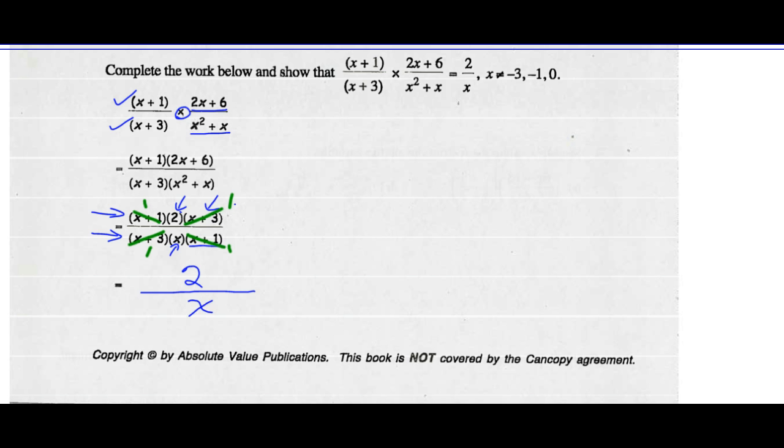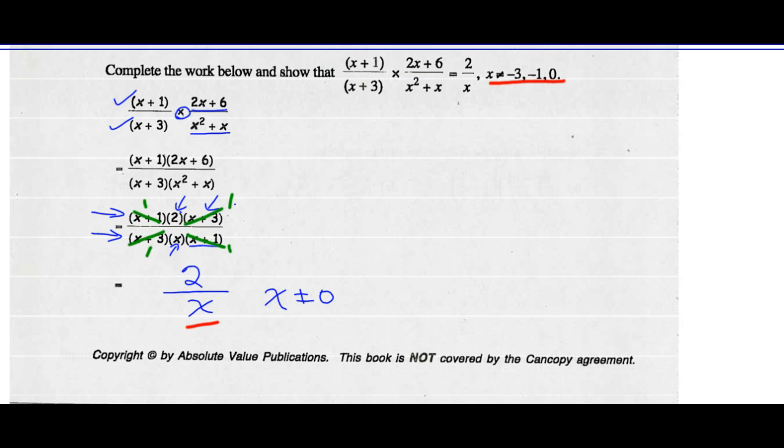Now, very important to notice, I've simplified, and if I were to state non-permissible values right now, I've only got one variable term. That variable term is x. So it would be correct to say that x can equal 0. Now, if you look up in the top of the question, it tells us that x can equal -3, -1, or 0. And that is correct. We've made a mistake here.